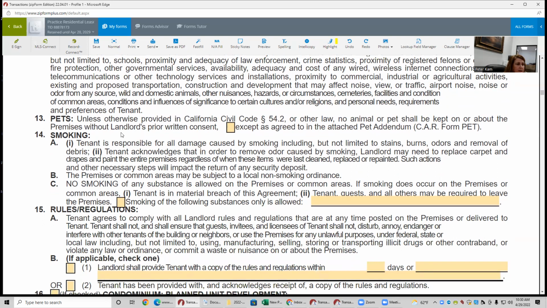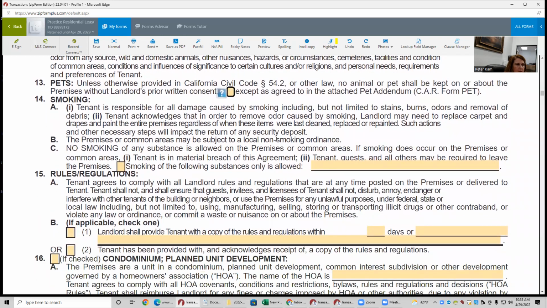Pets, unless otherwise provided for in Civil Code 54.2 or other law, which would pertain to emotional support animals, things of that nature. Those you always have to allow. Or except as agreed. If the unit is allowing a pet, make sure, agents, that you attach the pet addendum so that the landlord has in writing what animal that is, and that everybody's signing for it, and that that's the only animal or animals there.